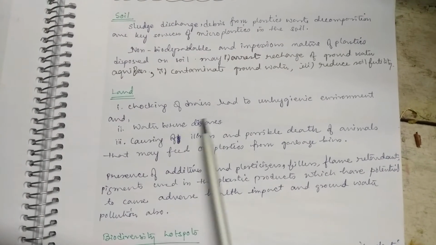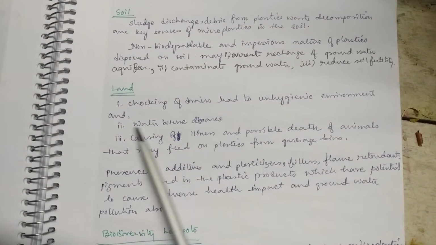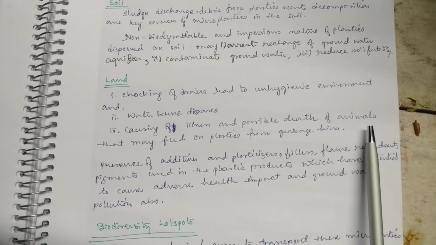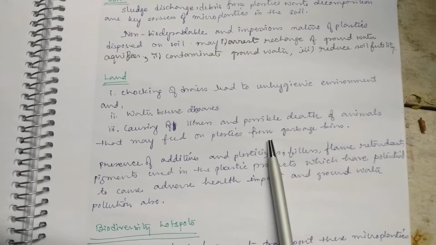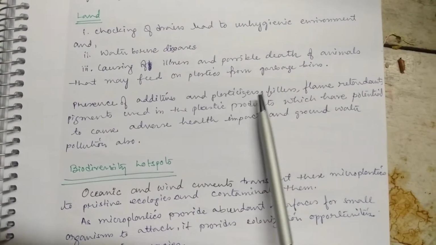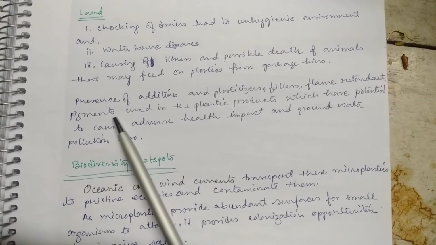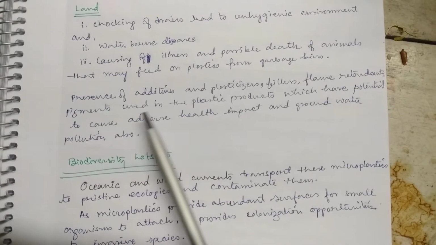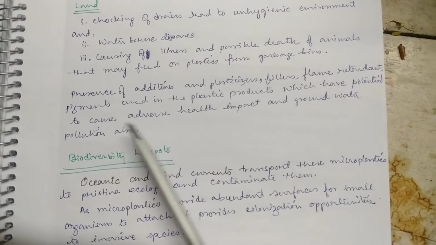In case of land, choking of drains leads to an unhygienic environment, waterborne diseases, illness and possible death of animals that may feed on plastics from garbage bins. Presence of additives and plasticizers, fillers, flame retardants, and pigments used in plastic products have the potential to cause adverse health impact and groundwater pollution also.